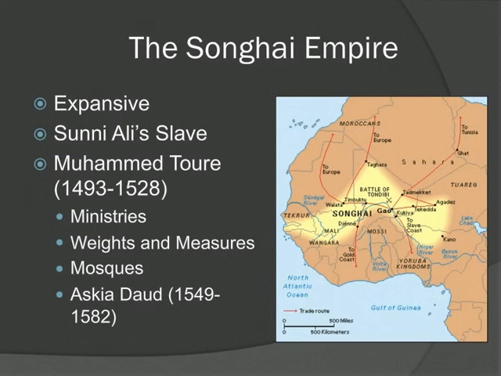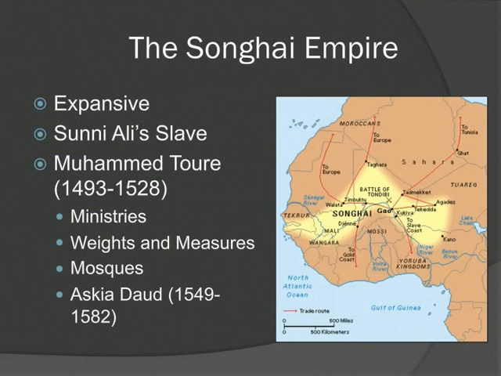Toure made ministries for the army, fisheries, forestry, taxing, ministries for public works, things like that. He created what we would consider to be a bureaucracy today. He created a government. He had provinces where he handpicked the governors.